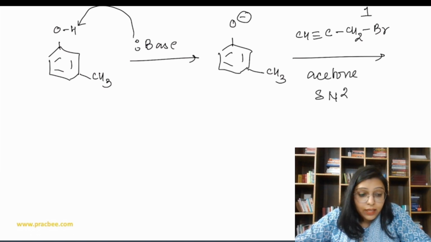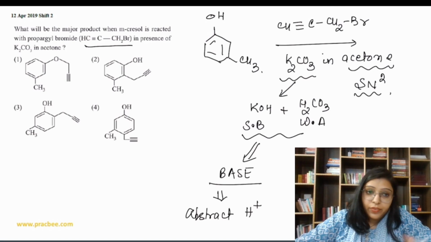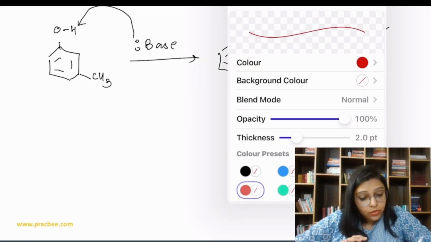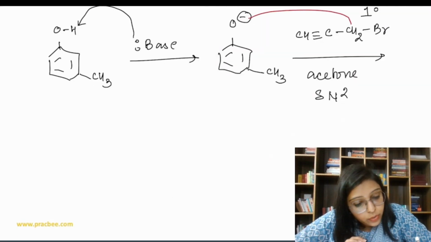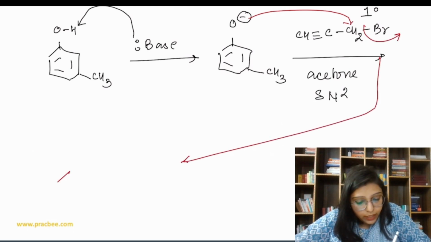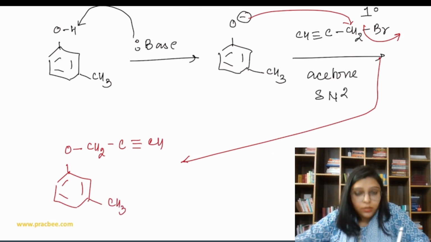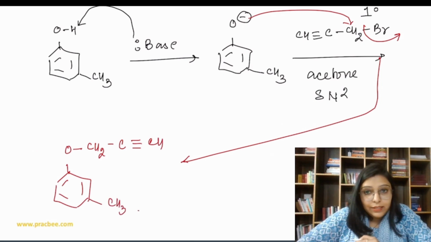So this is 1 degree alkyl halide, right? So we have to do SN2 attack. So O minus is going to attack on CH2 and Br leaves. And from that, what do we get? We get this OCH2, C triple bond CH and CH3. Clear? So we get this as the answer.